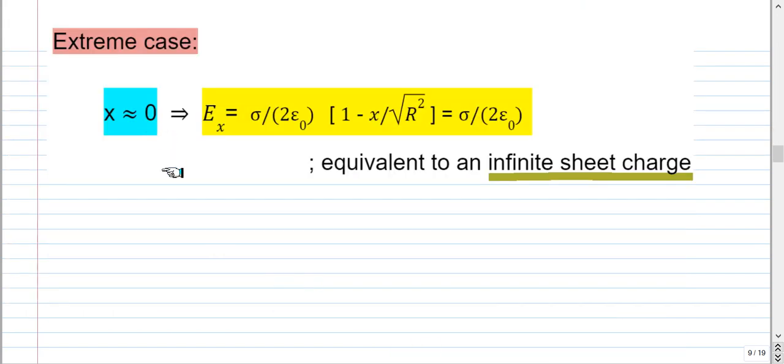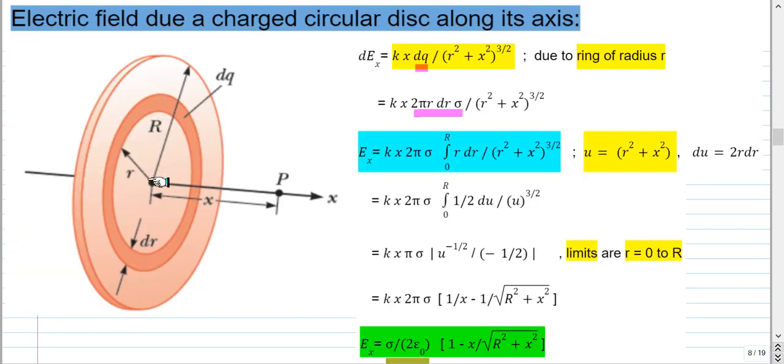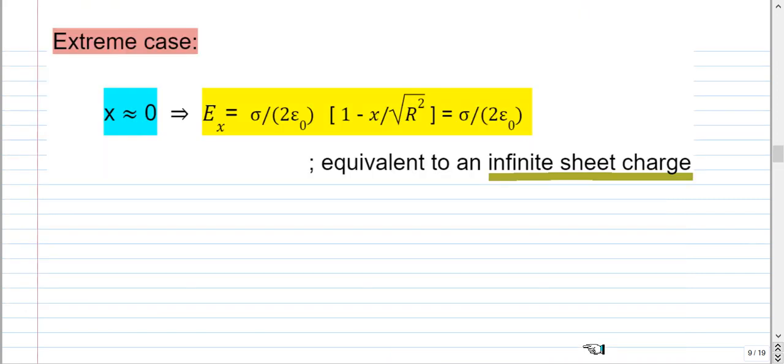Now let's consider an extreme case where x is approximately 0. So we're getting very, very close to the disk. As you get very, very close, from this point, it will appear as if the disk is infinite. So the electric field at this point, which is very, very close to the disk, should be sigma by 2 epsilon naught. In this expression, if I put x approximately 0, this second term will become 0. So the electric field is sigma by 2 epsilon naught. So when x is approximately 0, it is equal to that of an infinite sheet of charge, sigma.